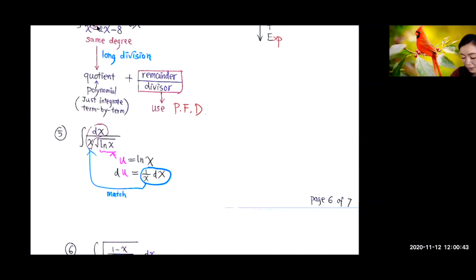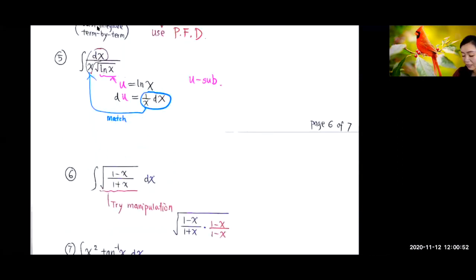So u-sub, okay? Good job. Now in the quiz, you're going to be asked like this. What's the first method? And then you will say u-sub, okay? All right.